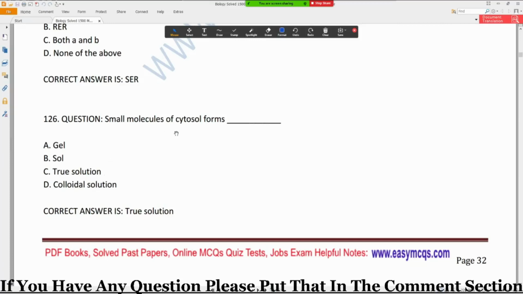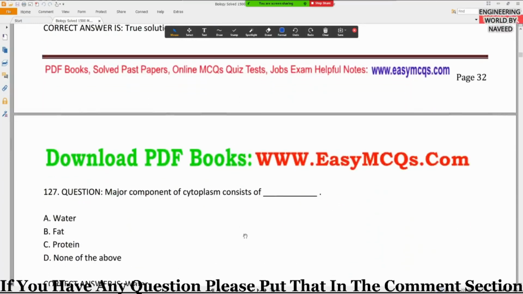The large molecules of cytosol form colloidal solution because they form colloids whose molecule size is in between the solution and suspension, so we call it colloidal solution. So the molecules which are a little bit larger than true solution is called colloidal solution, and sol and gel are also part of cytosol which can form the cytosol of cytoplasm. But here small molecules of cytosol forms true solution, so option C is the correct option, which is true solution.